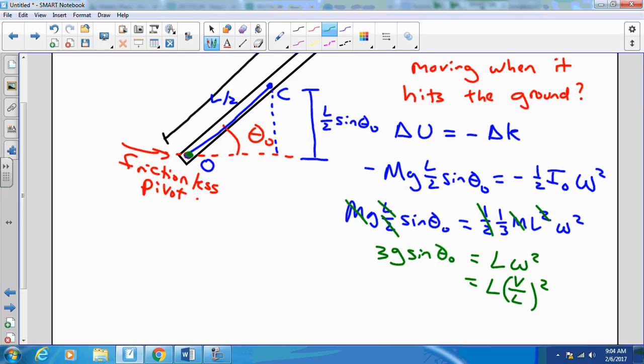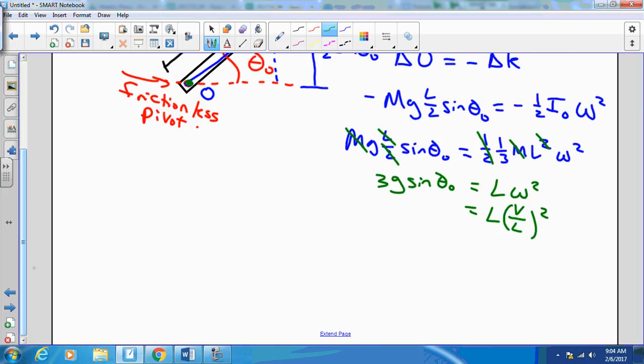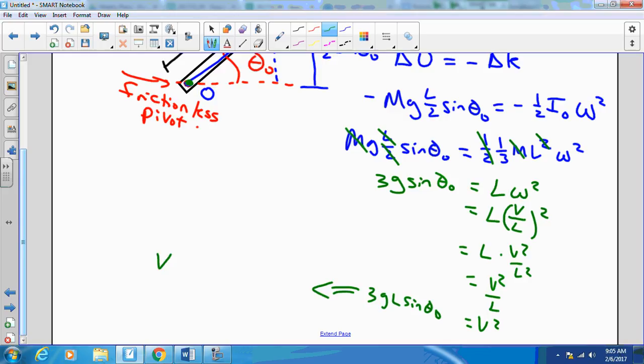Very, very common method here. And you can see that if I had left my factor of L on the right-hand side without canceling it, then I would have been able to cancel both factors of L when I simplify. As it is, I'm going to end up having multiple. So that v squared is equal to 3gL sine theta, or v is equal to root 3gL sine theta.